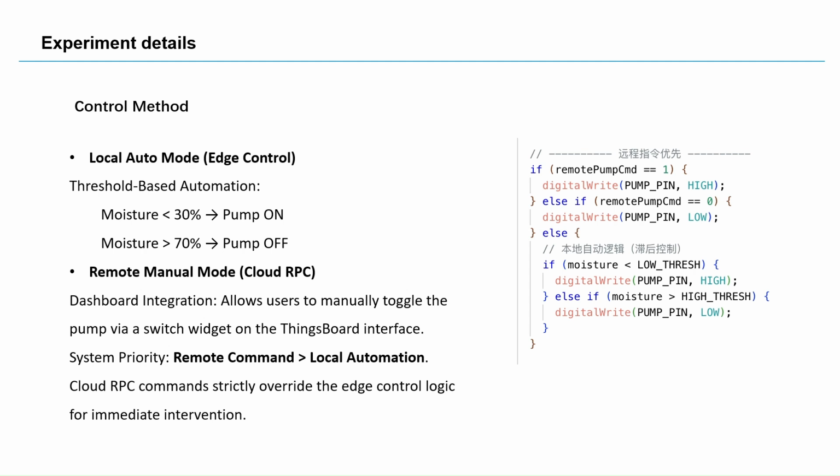This sends an RPC command over MQTT, for example, a method called setPump with parameter state true. The ESP32 receives the command and overrides the local logic. The priority rule is clear. Remote commands always override local automation. If a farmer manually turns on the pump from a mobile phone, the system holds that state until the farmer releases it. This ensures human control for real-world scenarios. The flowchart on the slide illustrates the complete decision logic from sensor reading to final MQTT publishing.